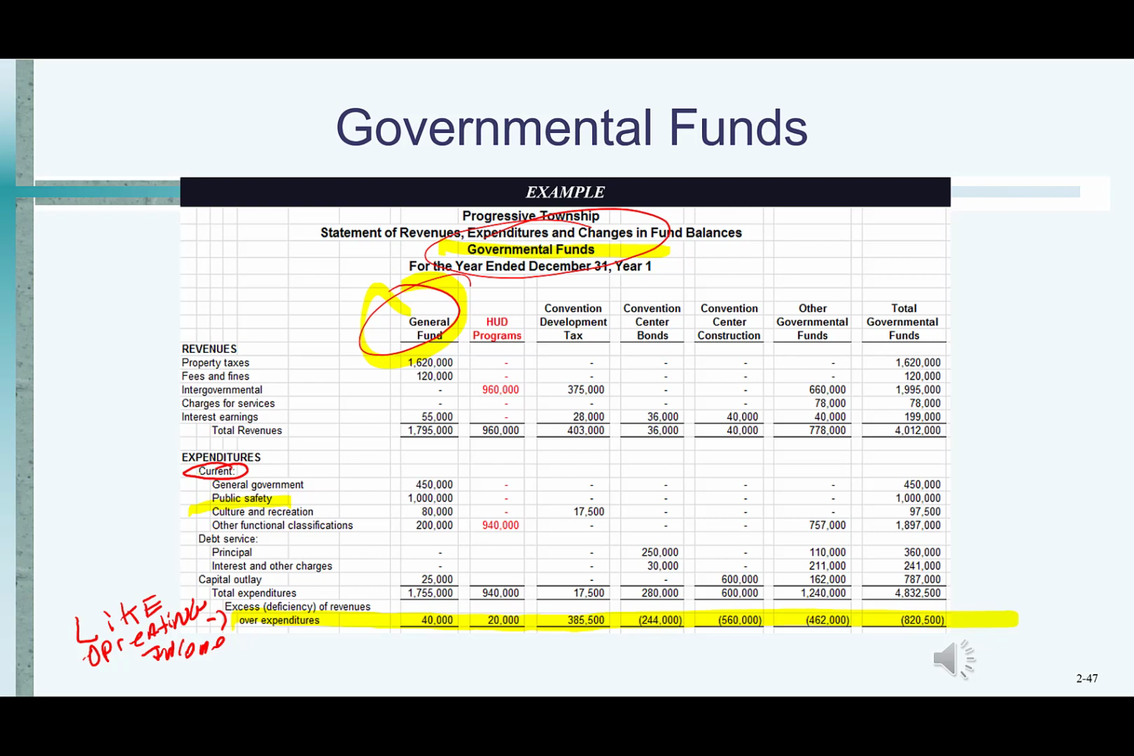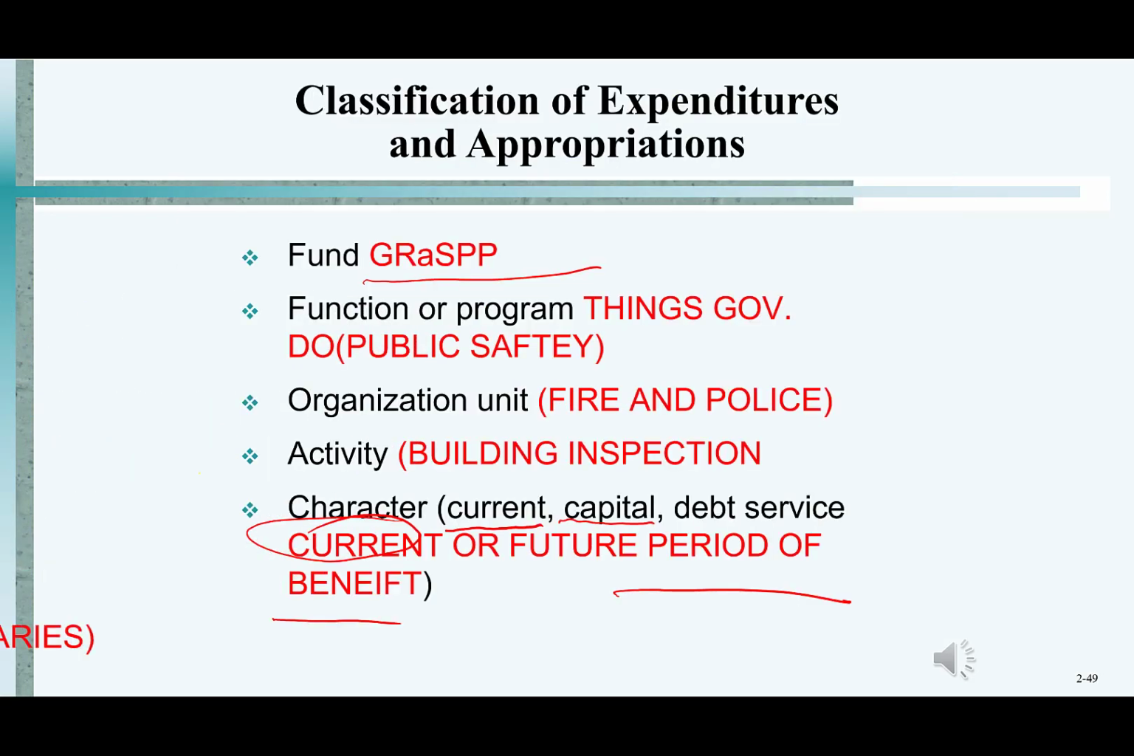Okay. For our purposes, we are going to understand this example. For our governmental funds, we have functions. That's things that governments do. Public safety is an example of a function, right? We have organizational units, fire and police department. We have the organizational unit carrying out activities such as building inspection.